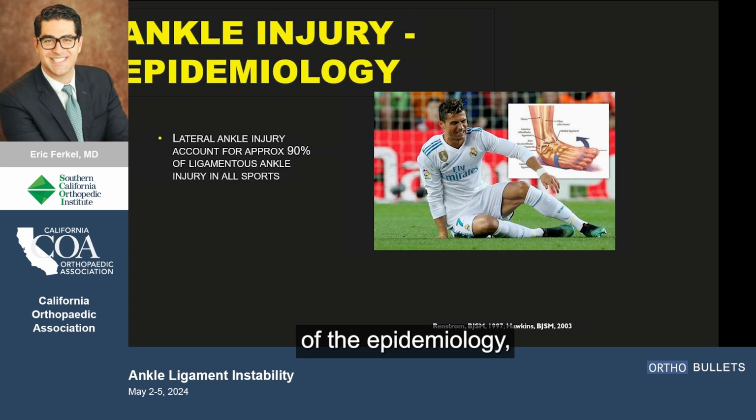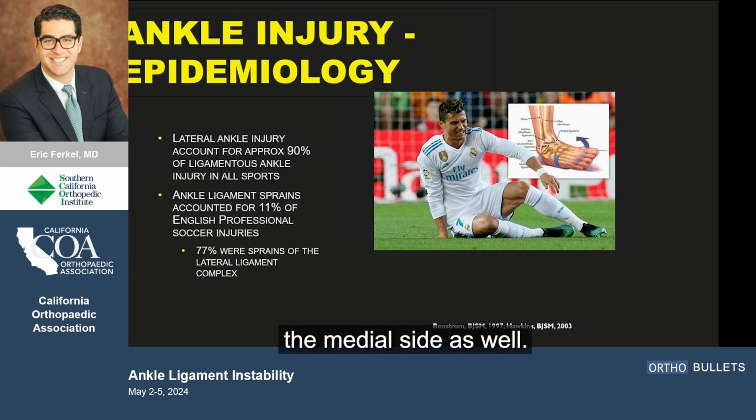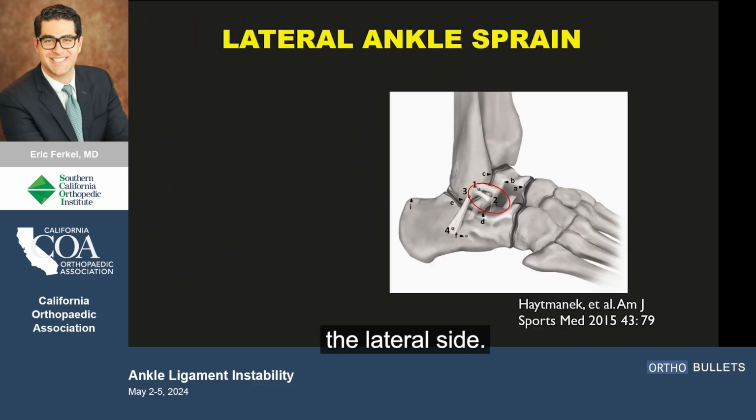So in terms of the epidemiology, lateral ankle ligament injury applies to about 90% of these ligamentous injuries, but don't forget the medial side as well. And you can also have multi-directional ankle instability as well. 77% of the English Premier League players were on the lateral side.